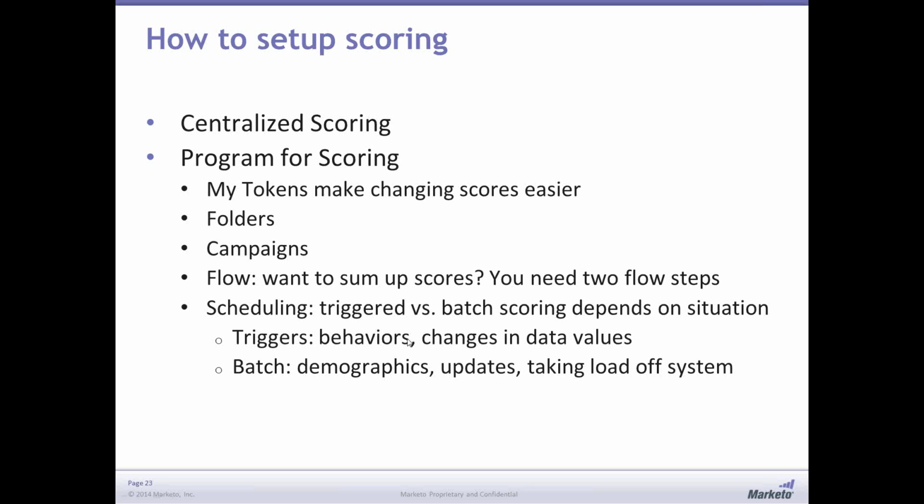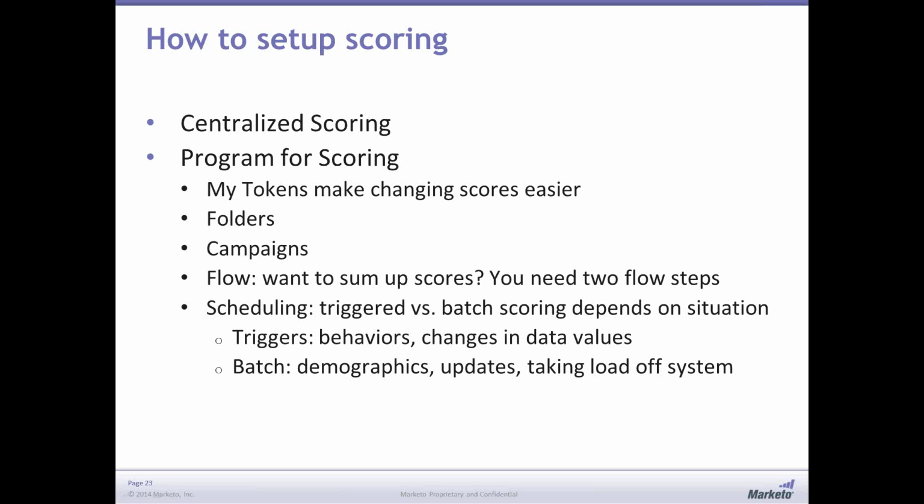So what you do is you create a program, call it scoring. Sometimes I put a date on it to say this is a scoring program for 2015. You will use some tokens, which we'll talk about, and that will make it easier to change the scores. You'll organize the folders and the campaigns, and then you will use that spreadsheet to create all of those campaigns, the smart lists, the flows, and the schedule.